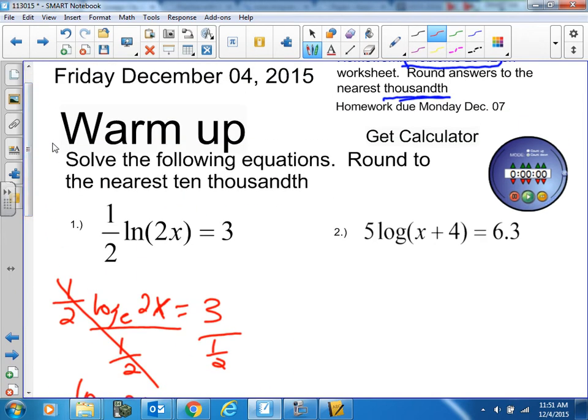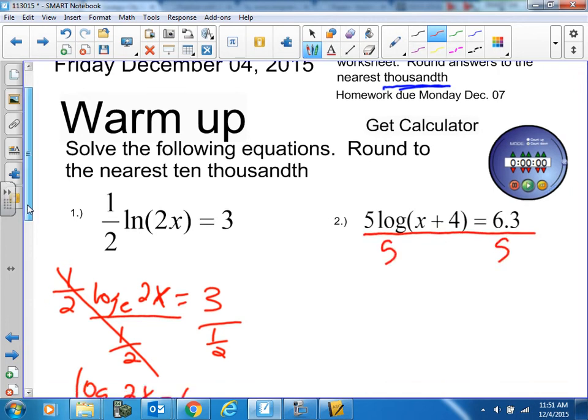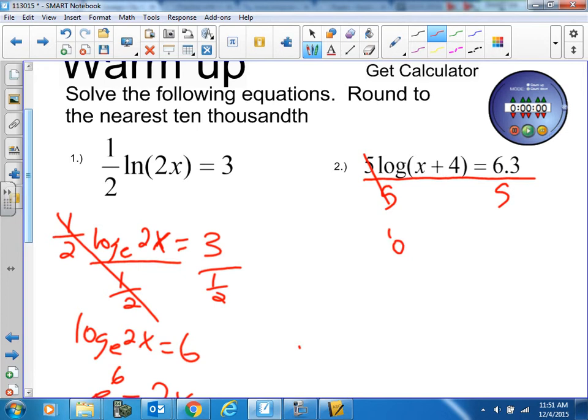Number 2, first thing you'd want to do is probably divide by 5, I'd say. Divide this by 5, divide this by 5, both sides. So we end up with log, and if there's no base, it's the common log, which is base 10, of x plus 4 equals. Now you can keep this as 6.3 over 5. In this case, it would not be harmful to divide that because I think you end up with a terminating decimal.